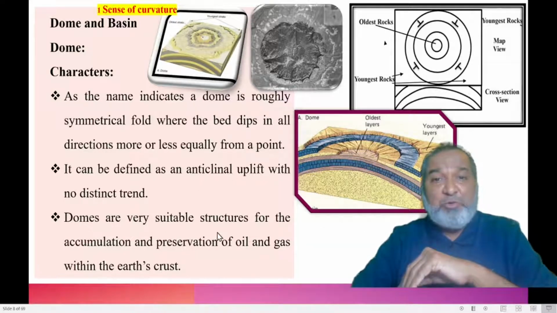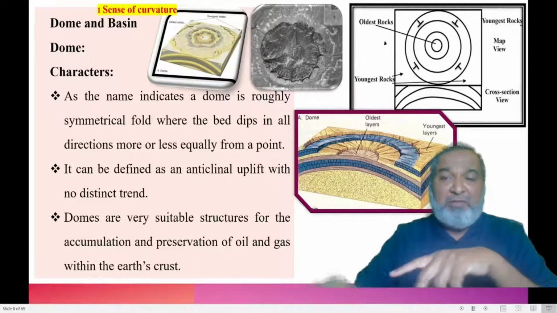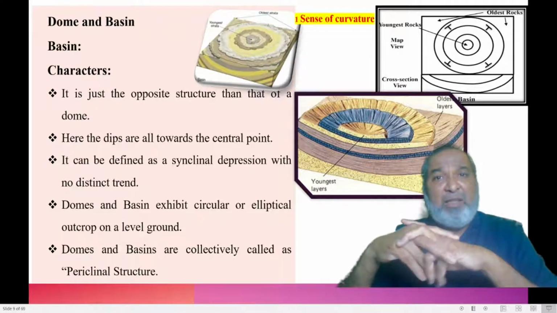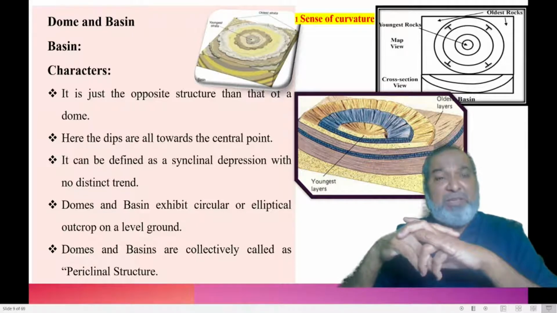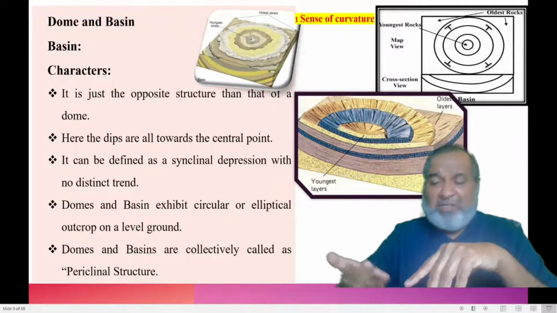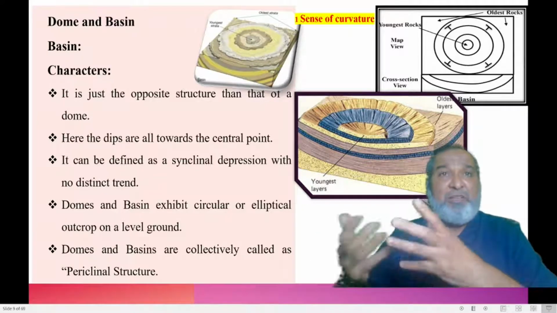Domes are very suitable structures for accumulation and preservation of oil and gas in the earth's crust. For this, domes are very important. Next one is the basin. It is exactly the reverse of the dome. Domes are like an anticline and basins are like a syncline. It is just the opposite structure of the dome.